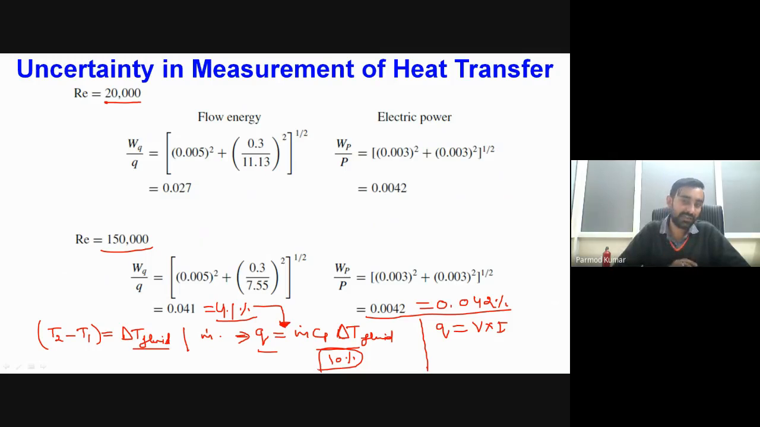Why am I considering this 10%? Our ideal analysis gives a value of 4.1%, but we are not accounting for the losses which are inherent to our experimental facility. So we are taking a slightly larger range of uncertainty in the measurement of heat transfer. So I have specifically limited our uncertainty in heat flux measurement to 10% here.